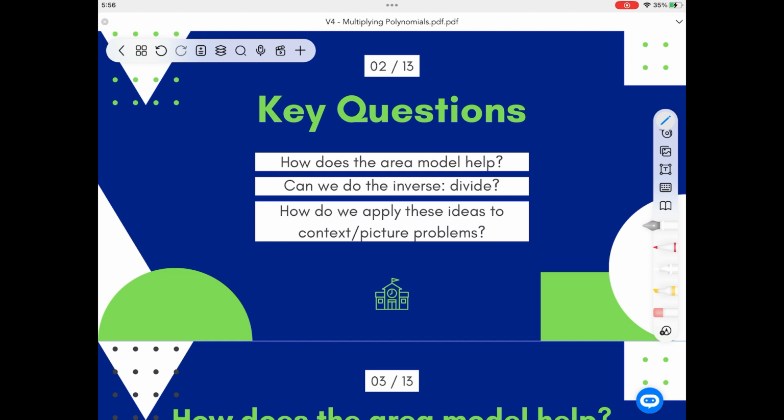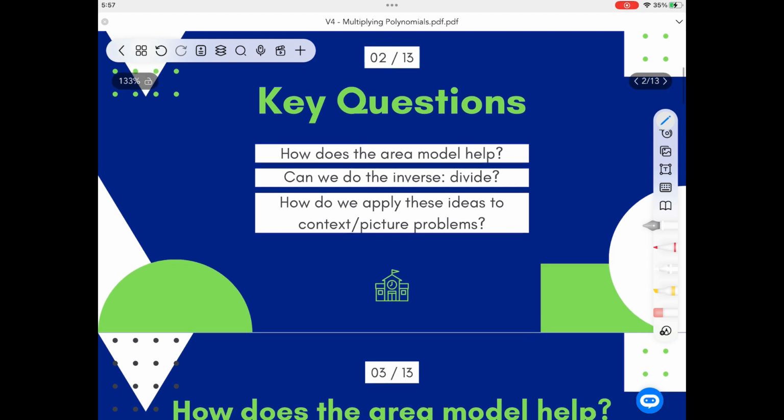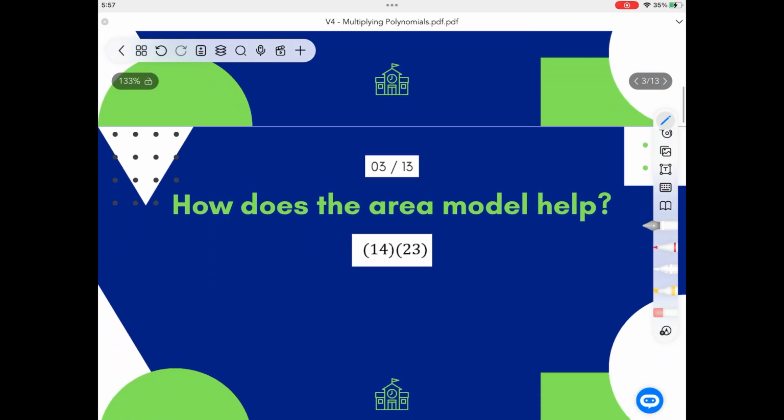We're just going to kind of introduce that idea. And then finally, how do we apply these ideas to either contextual problems or problems that give us a diagram or a picture? How can we also multiply in those situations?